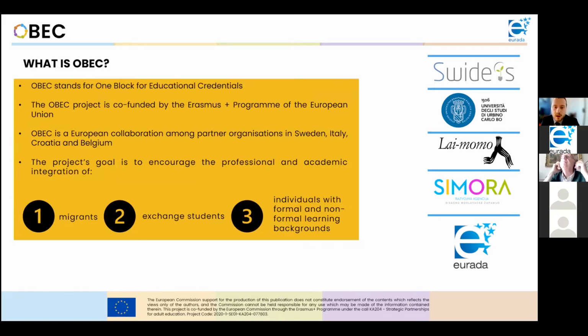Obec stands for One Block for Educational Credentials. It is a co-funded Erasmus Plus program of the European Union and a collaboration between 5 partners from 4 member states, being Sweden, Italy, Croatia, and Belgium. The project's goal is to encourage the professional and academic integration of migrants, exchange students, and individuals with formal and non-formal learning backgrounds.